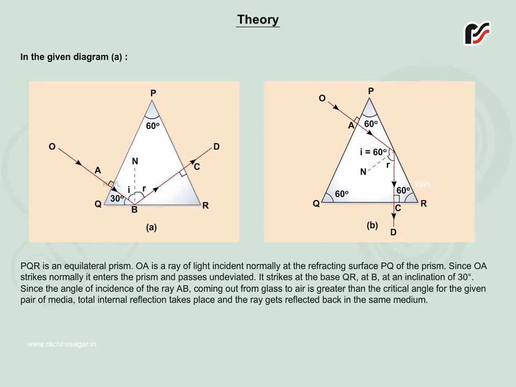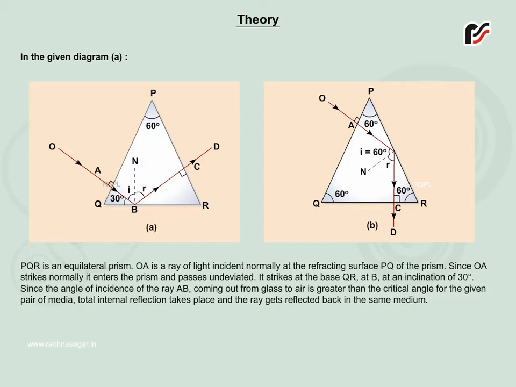PQR is an equilateral prism. OA is a ray of light incident normally at the refracting surface PQ of the prism. Since OA strikes normally, it enters the prism and passes undeviated. It strikes at the base QR at B at an inclination of 30 degrees.